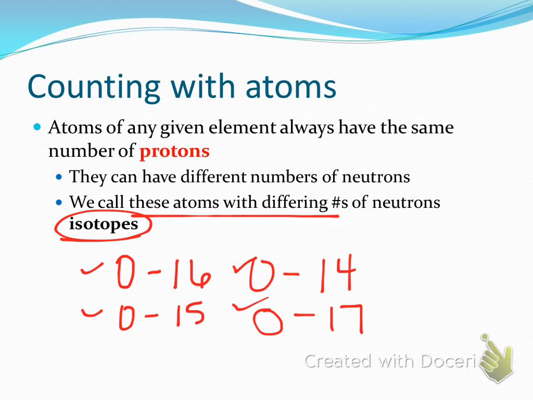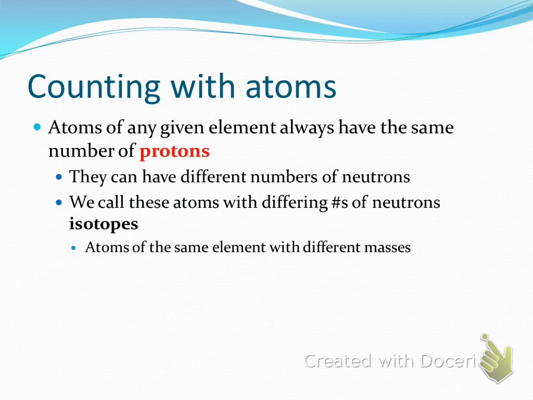What do we think the most common isotope of oxygen might be? Oxygen 16. Why do we think that? The atomic mass given on the periodic table is closest to 16. That means that's its most common isotope. Okay? So we'll get into that here just a little bit more. But isotopes, atoms of the same element with different masses.